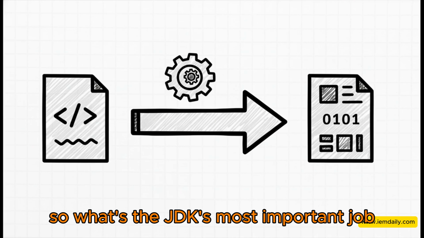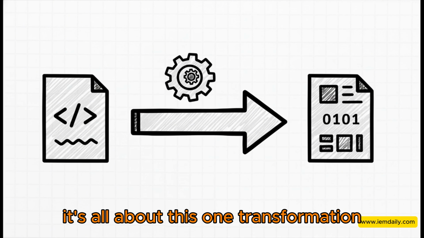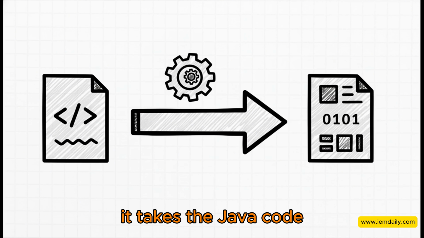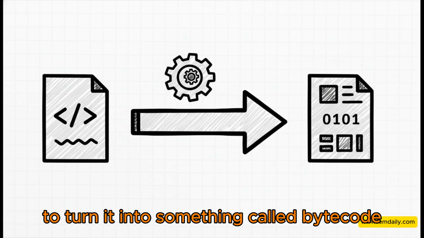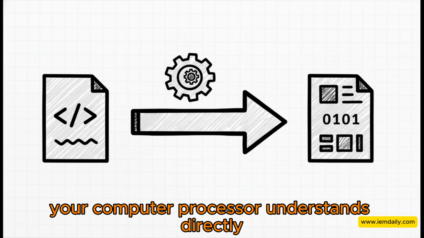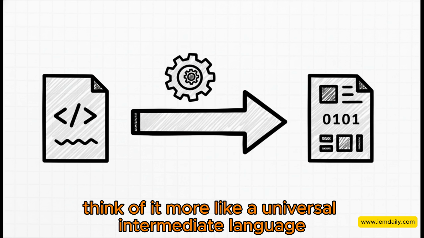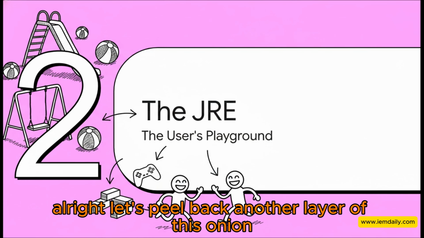So what's the JDK's most important job? Well, at its core, it's all about this one transformation. It takes the Java code that you and I can read and write, and it uses its compiler to turn it into something called bytecode. Now, this bytecode isn't quite the ones and zeros your computer processor understands directly. Think of it more like a universal intermediate language, a set of instructions that any system that understands Java can read. All right, let's peel back another layer of this onion.